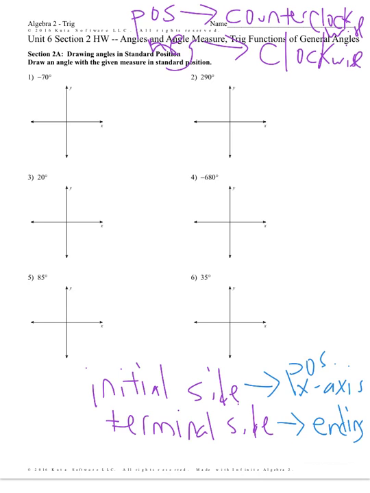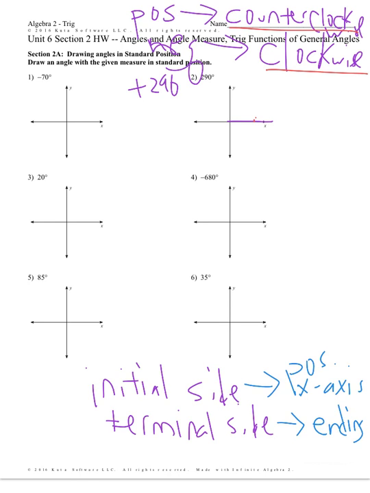So if you look at number 2 here, we've got 290 degrees. My initial side is right here on the positive x-axis, and I'm at a positive 290, so I want to go in a clockwise direction. I'm sorry, counterclockwise. Clockwise would be negative. This is a positive angle, so I'm going to go counterclockwise.